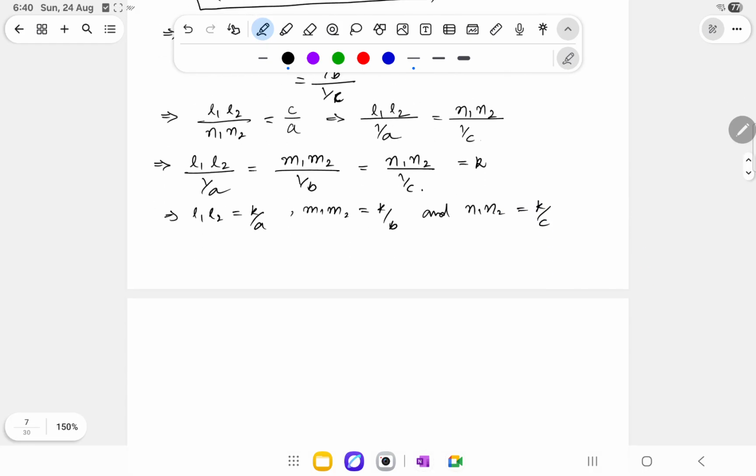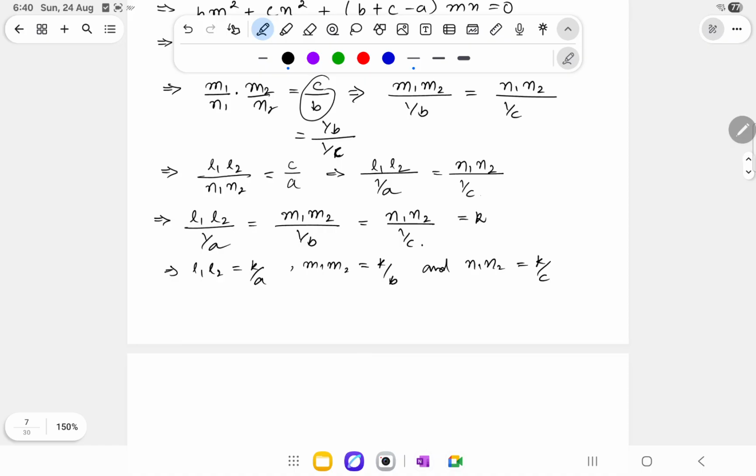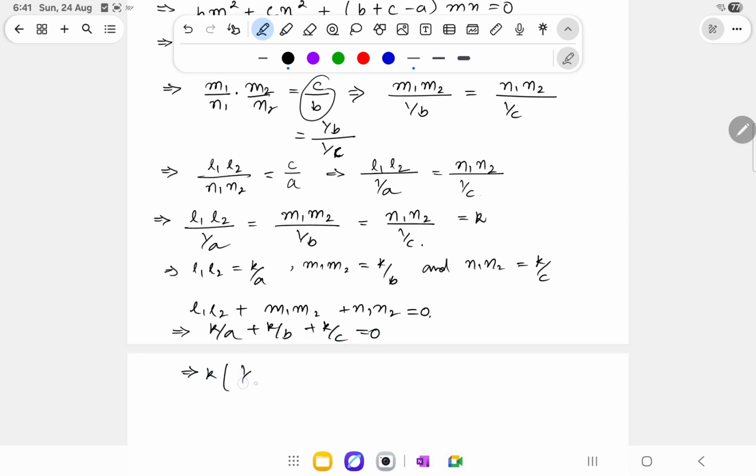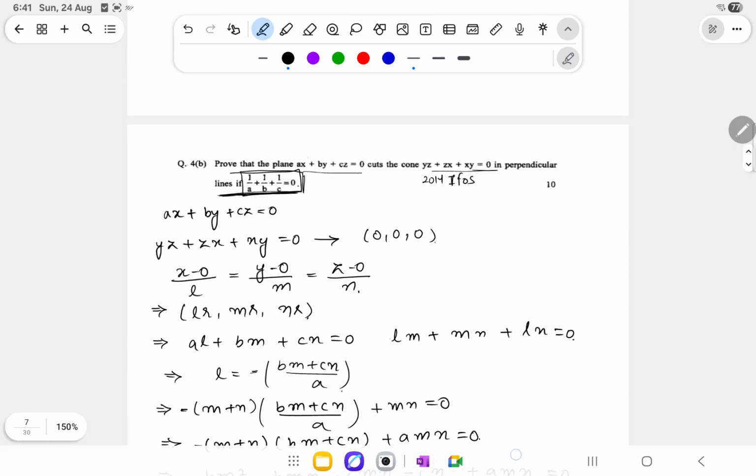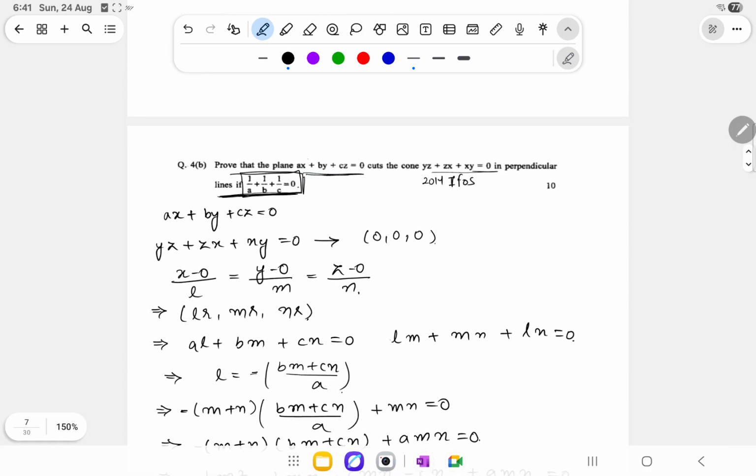And we know that the two lines are perpendicular generators if l1 l2 plus m1 m2 plus n1 n2 is equal to 0. So if I equate it with 0, I'll get k by a plus k by b plus k by c equals 0. And k is an arbitrary constant, so I can just get rid of that. So from here I'll get my relation as 1 by a plus 1 by b plus 1 by c equals 0. So basically this is my relation when the plane cuts the cone in perpendicular lines.